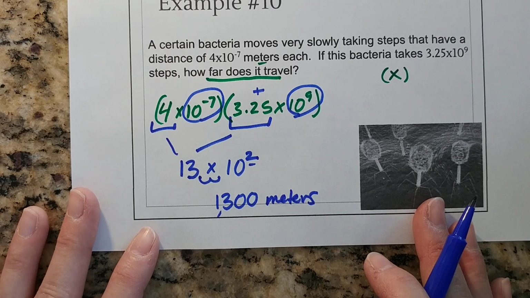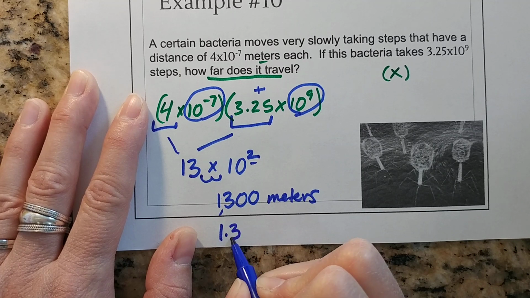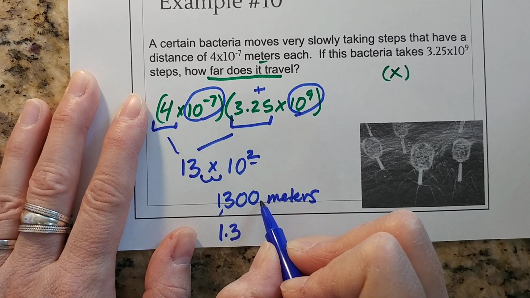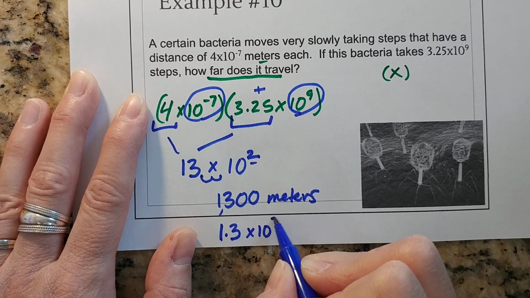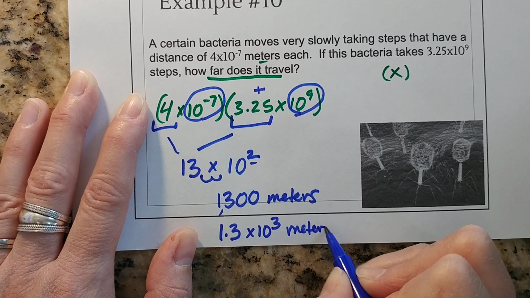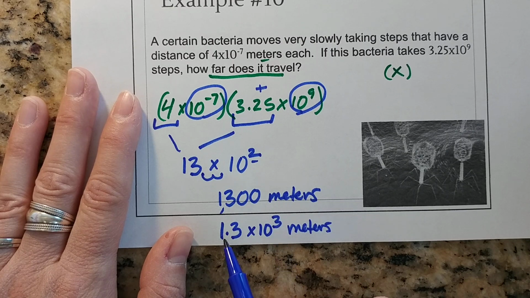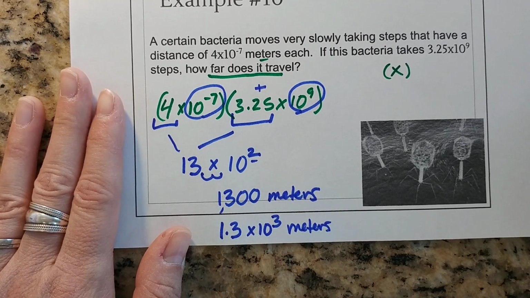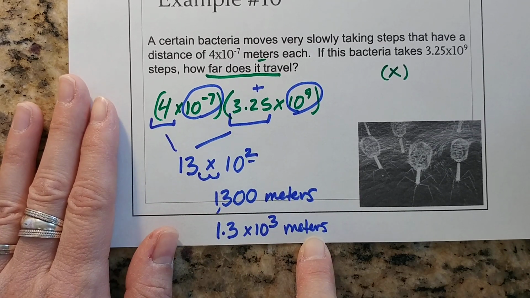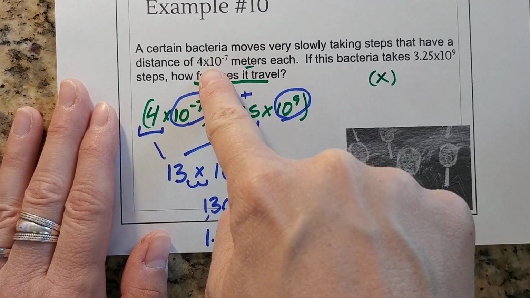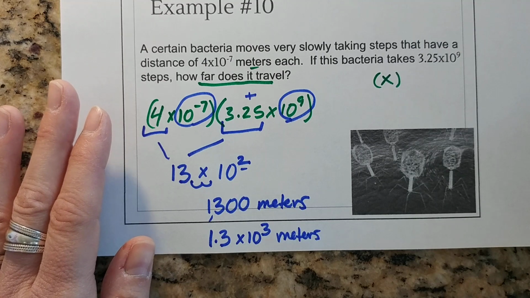Now let's change it to scientific notation. I'd want the decimal point in between the 1 and the 3, 1.3. But that means that the decimal point, if it's right here, it's going to have to move 1, 2, 3 places. So times 10 to the third meters. So now if I go backward, multiplying by 10 to the third, it would go once, twice, 3 times, which would be 1,300. So my answer, in standard form and in scientific notation, this is how far the bacteria would move if each step is this big and it takes this many steps. And there you have it, multiplying and dividing with scientific notation.